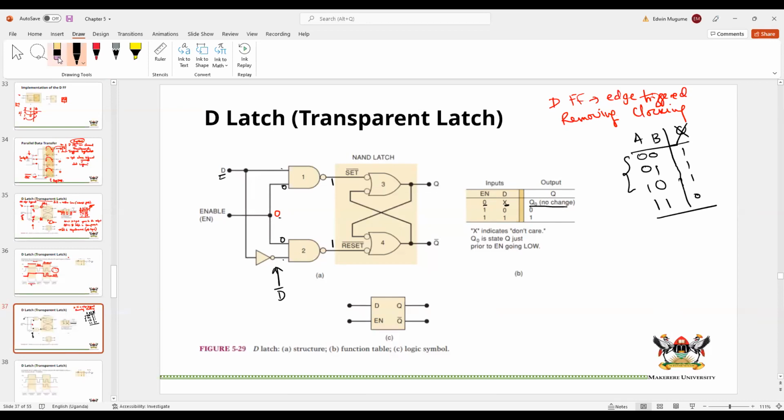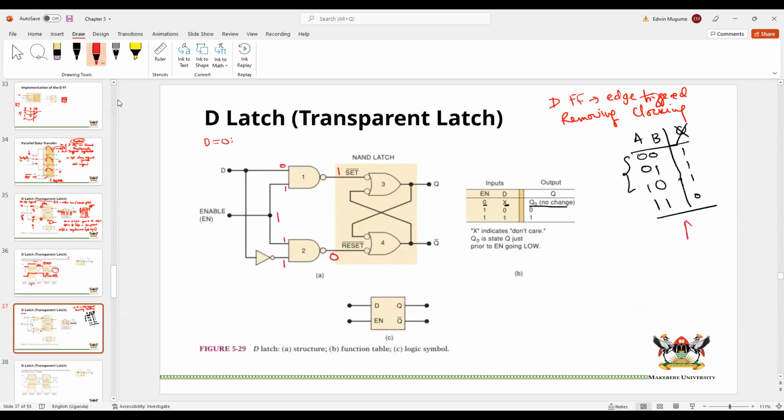Now, let us look at the other scenario, and I'm happy to rub out this. The other scenario is when enable is 1. When enable is 1, it means you have a 1 here and a 1 here. If D, in this case, D can be 0. If D is 0, you have a 0 here and a 1 here, because obviously that will be an inverse. A 0 and a 1 will give you a 1. A 1 and a 1 will give you a 0.